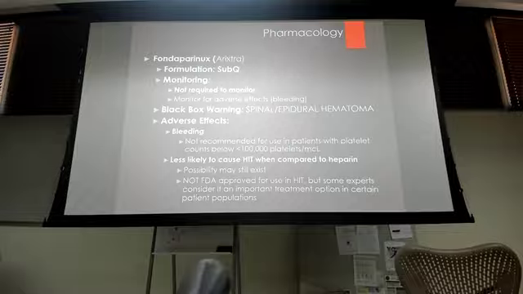And with fondaparinux, there's no reversal agent. Once it's on board, it has to reach its half-life, and you cannot reverse it.